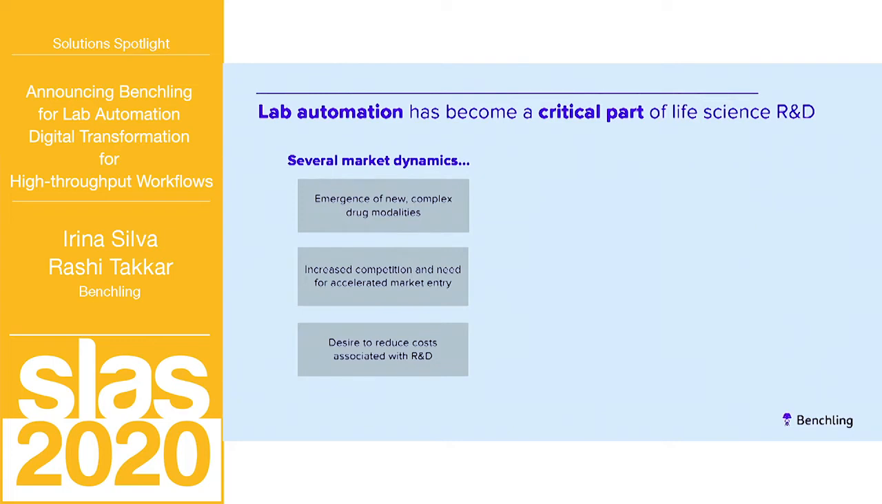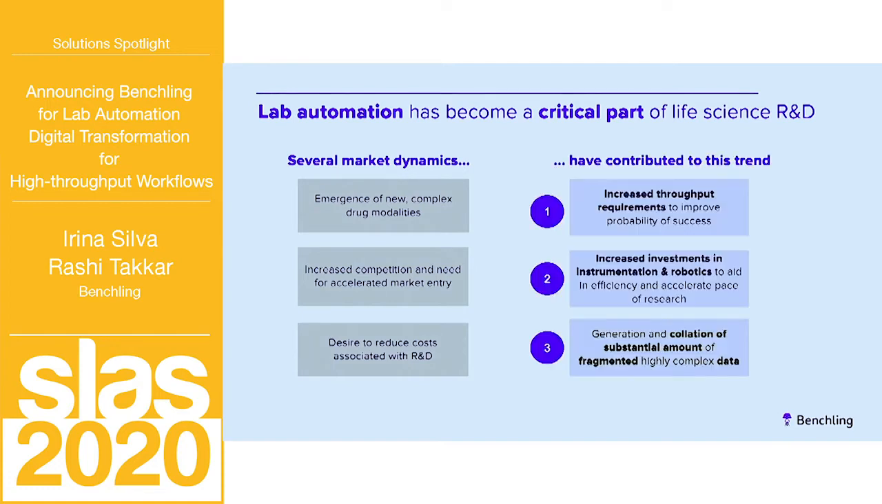And there are several market dynamics at play for that, such as the emergence of new complex drug modalities, increased competition, and also the desire to reduce cost. So this has contributed to what we call 3 trends. One is there's increased throughput requirements, right? There's a fail fast, fail early. All companies are trying to scan or screen a lot of molecules with a lot of tests early to improve their probability of success.